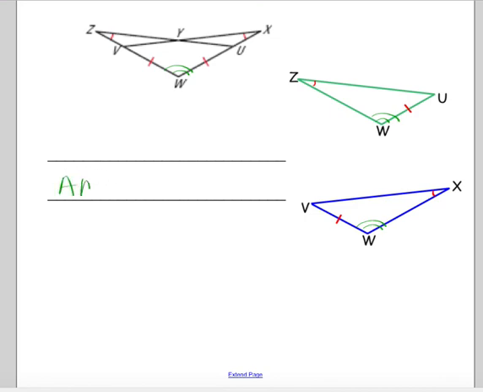So I am going to use angle, angle, side congruence theorem to say why they are congruent, and now I just need to name them. I'm going to say ZWU. So I went from 1 to 2 to none. So over here, match that 1 to 2 to none. So triangle XWV for naming that one to match the first.